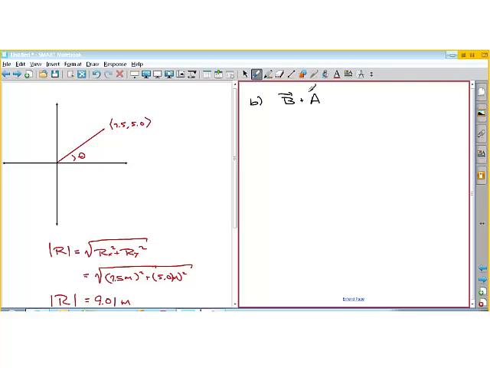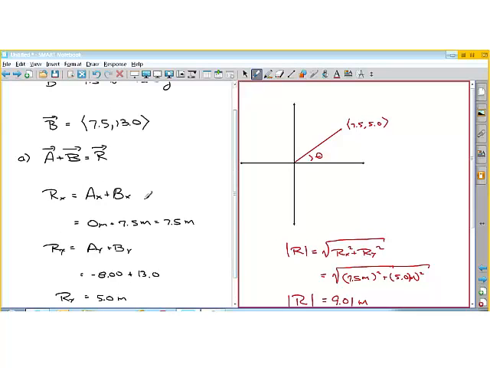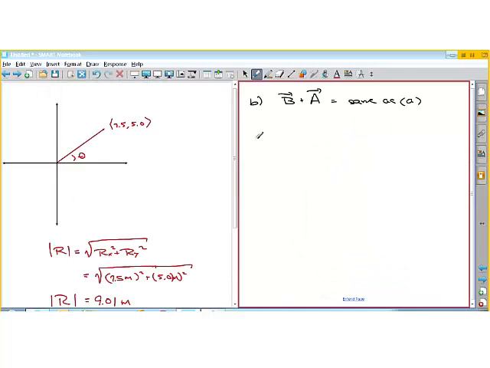So it turns out that it's the same as A, because when I add these vector components together, all I'm doing is switching the order here. I'll have 7.5 plus 0, and I'll have 13 minus 8, and I get the same components. So the answer for part B is the same as A. Okay, for C, I have A minus B.